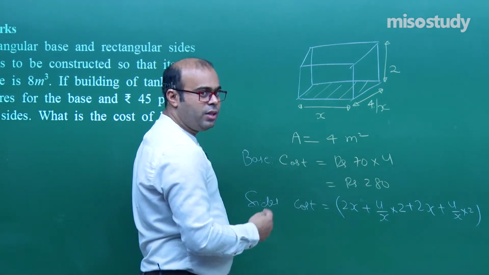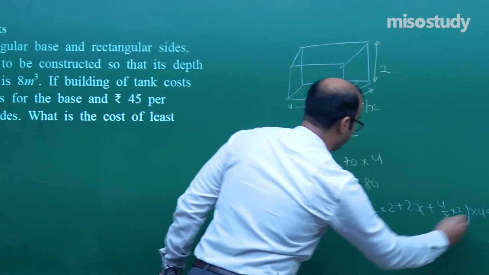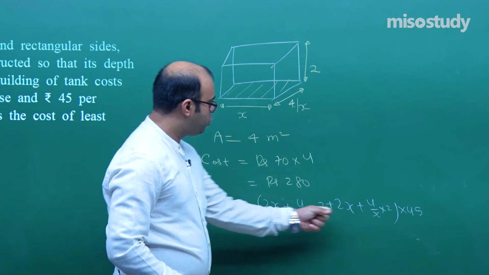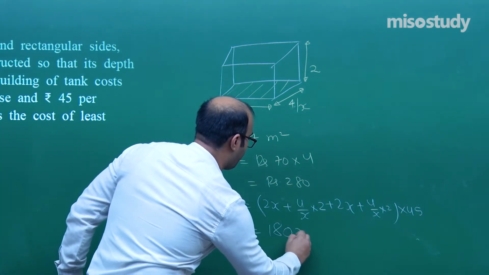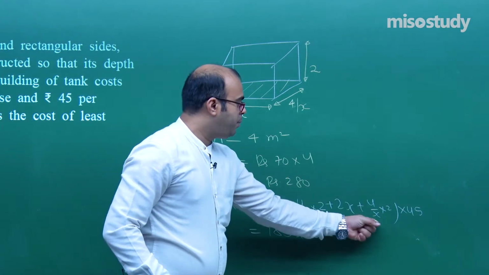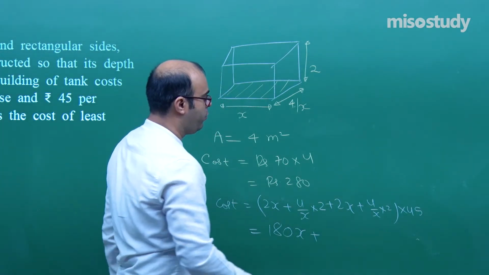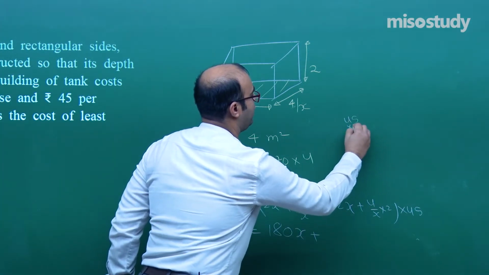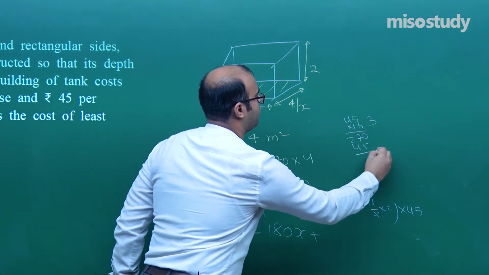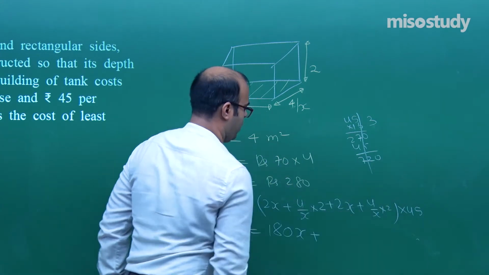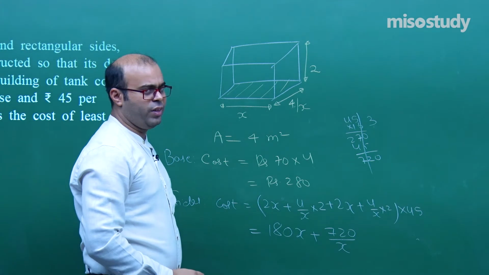We will multiply it with the cost, that is 45 rupees per square meter. So when you calculate it, 2x plus 2x is 4x, and 4x into 45 is 180x. This is 8 by x plus 8 by x, that is 16 by x, that is 16 into 45. 45 into 16 is 720. So 720 upon x. This is the cost of the side.